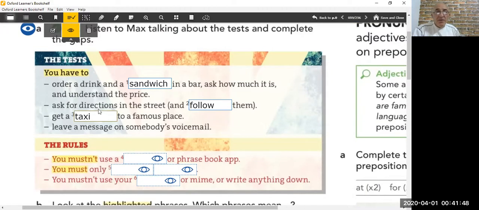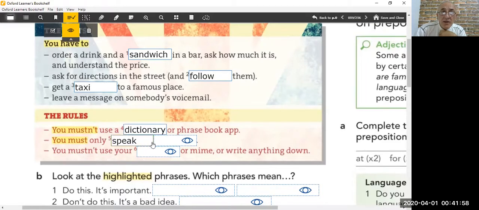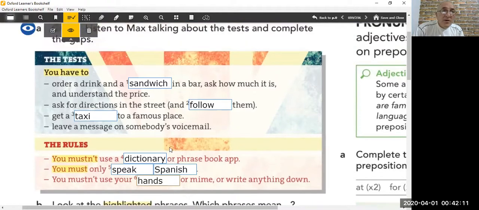So you have to do this. It's necessary. The rules, you mustn't use a dictionary or phrase book. You must only speak Spanish, and you mustn't use hands or mime, gestures, face, or write anything down. All right. So you have to, and you must or mustn't. Okay.